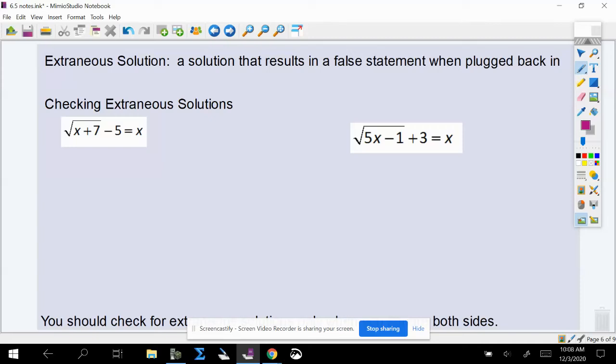I want to save the last type of solving radical equations for its own day because they're the ones that are a little more involved, and I wanted to spend enough time going through multiple ones so you're comfortable.